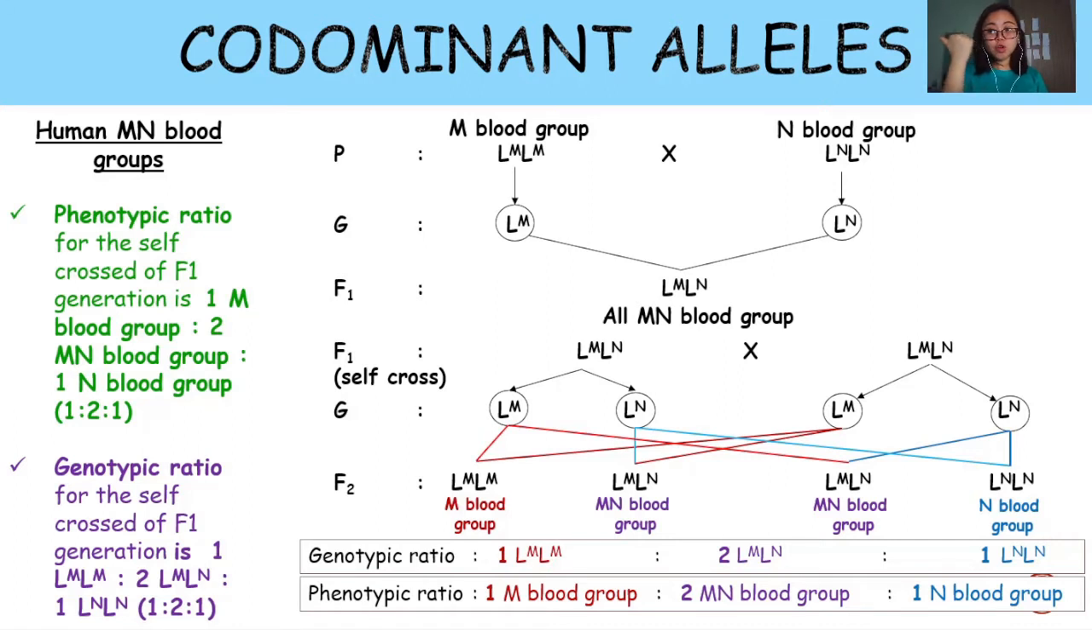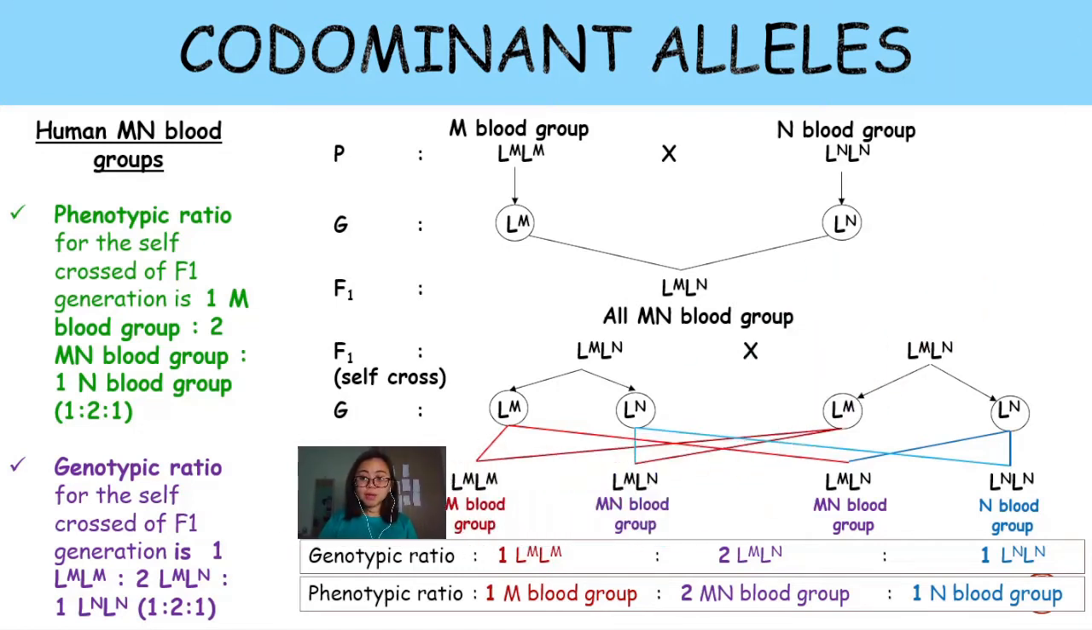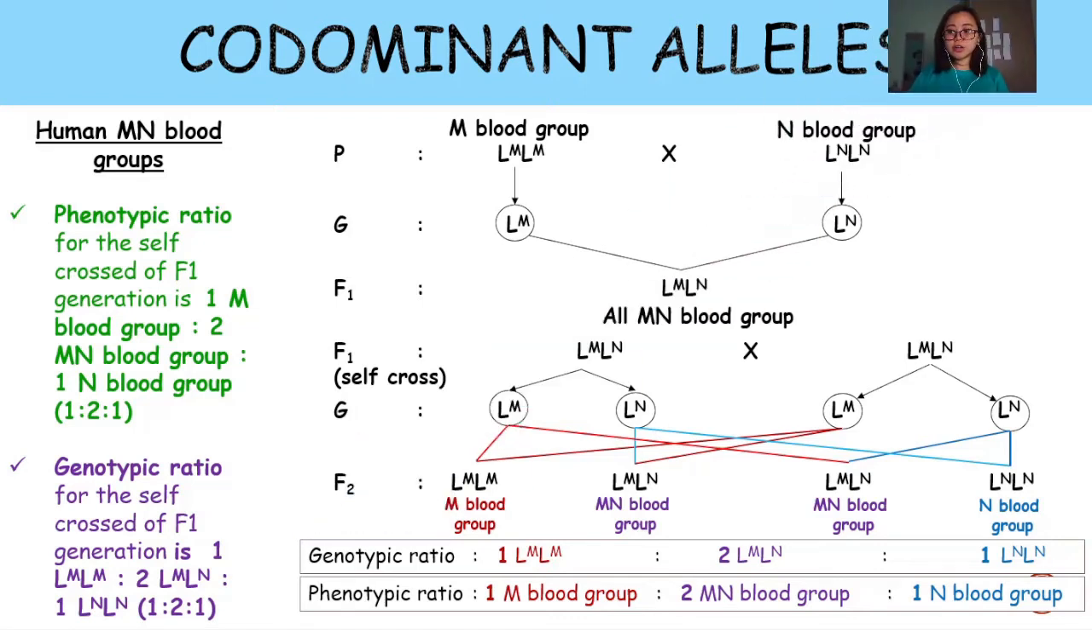Tapi dalam contoh codominant allele yang tidak ikut hukum Mendel ini, kamu boleh tengok di bawah, dia punya phenotype ratio dengan dia punya genotype ratio menggunakan nisbah yang sama, yaitu 1:2:1. Okay, so I hope that is clear. Make sure if you're asked to answer a question about codominant alleles, you are able to draw a diagram like this. Okay, there will be examples for you to try later.